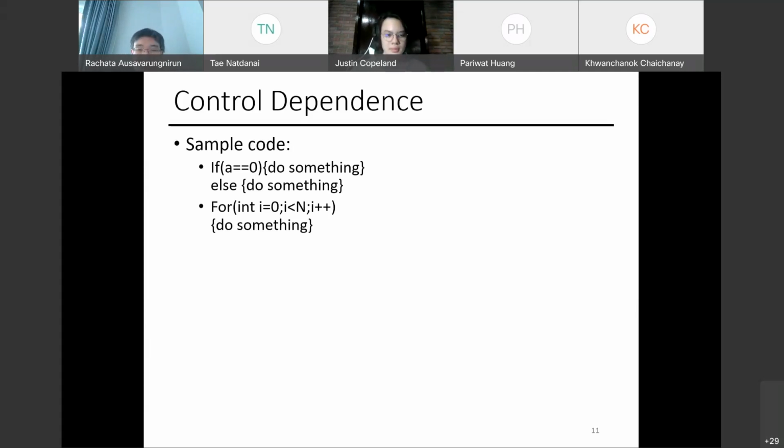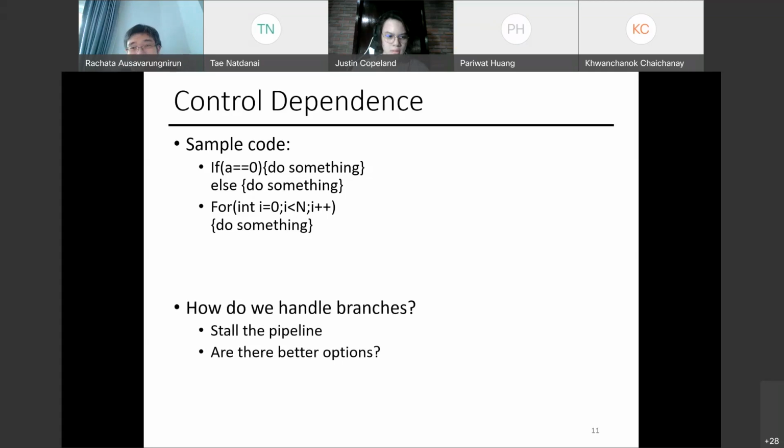Why is that the case? Why is a for loop control dependence? Because in assembly, you're jumping, right? The loop has a condition check. Is i less than n? Or is i greater than or equal to n? It does certain things. So the question is, okay, how do we handle branches in the pipeline, right?